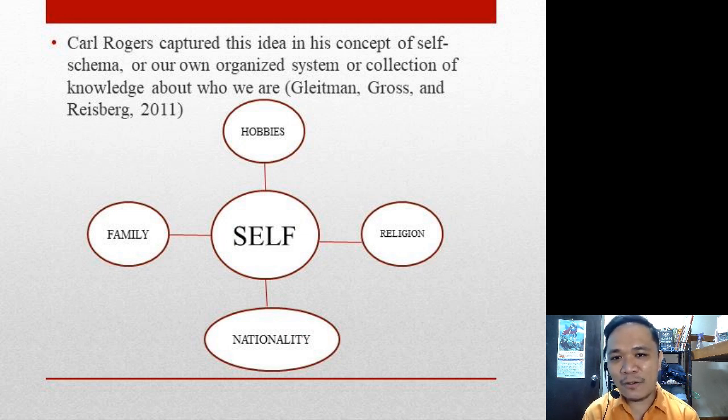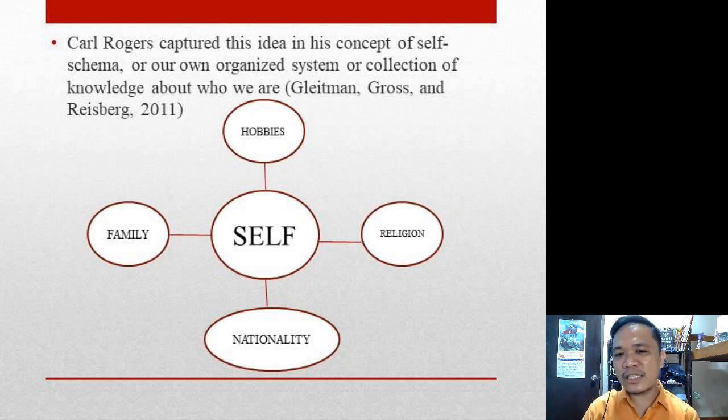Next, we have Carl Rogers, who moreover captured this idea in his concept of self-schema. No? We have the self-schema or our own organized system or collection of our knowledge about who we are. There are many factors that will lead you to say that I am generous. So perhaps that will be the factor of your hobbies. You love to collect things, and the moment you enjoy these things and you don't use them anymore, I mean, you actually give your toys, no?